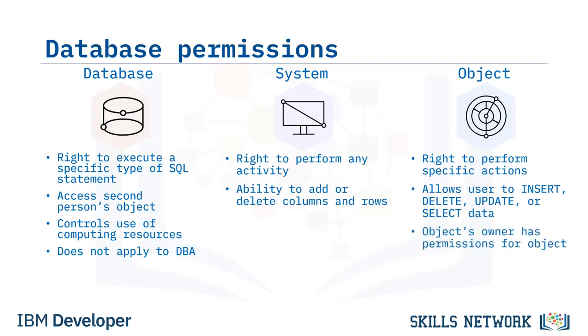An object's owner has all object permissions for that object, and those permissions cannot be revoked. The object's owner can grant object permissions for that object to other database users. A user with admin privileges can grant and revoke object permissions from users who do not own the objects on which the permissions are granted.